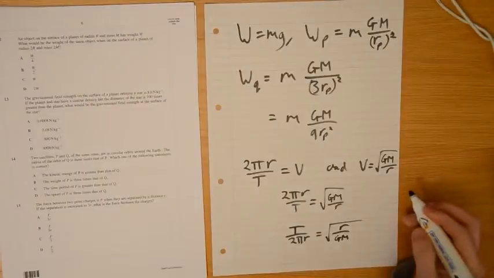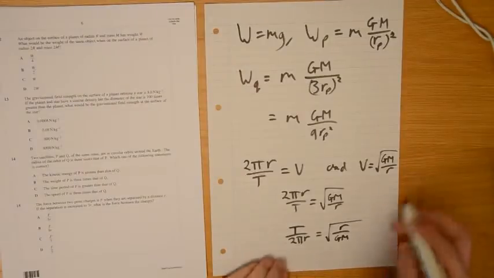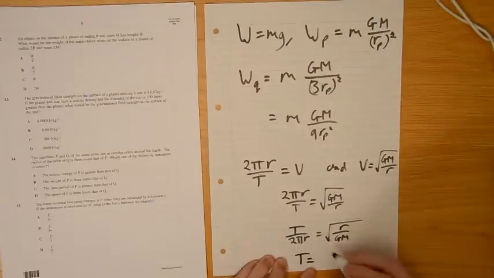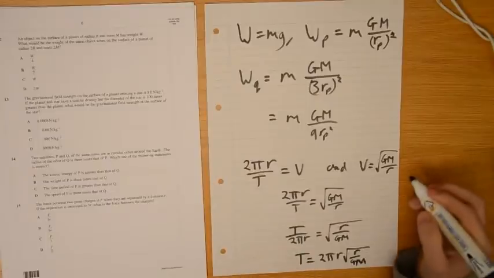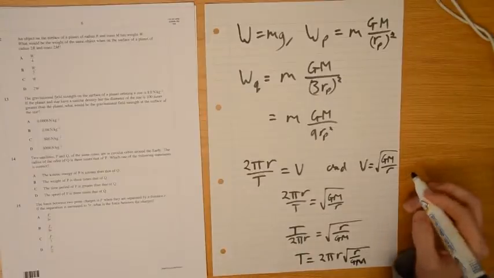So now all we need to do is multiply through by 2 pi r, and we've got our equation for T straight away. We're going to find that this is equal to 2 pi r square root of r over GM. There we go. So that there is going to be our equation.